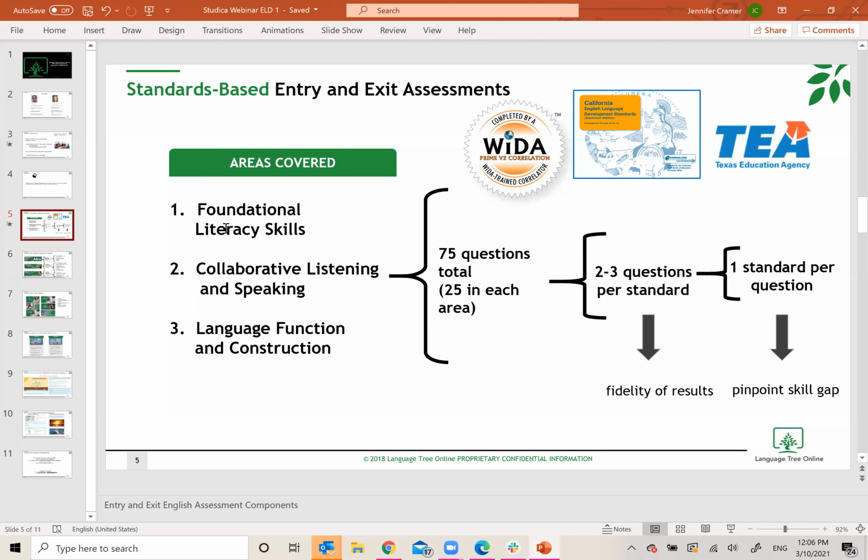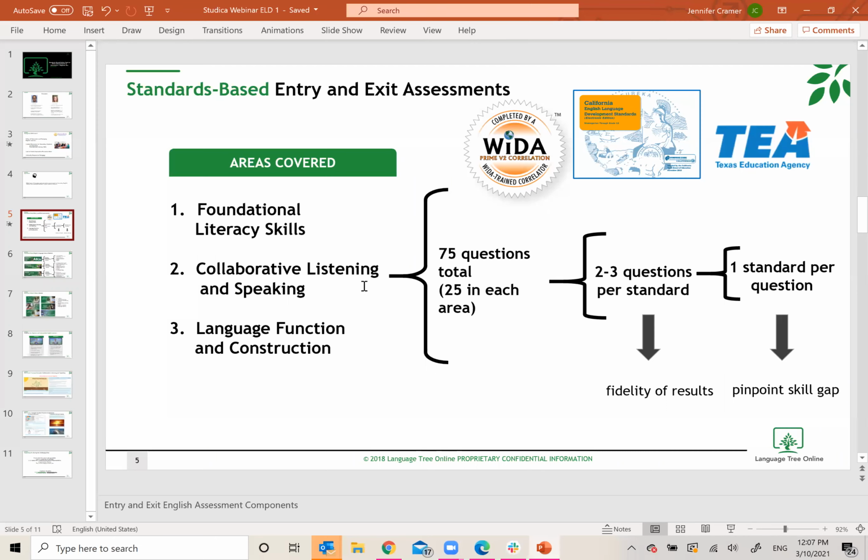So the name kind of says it all, but what we did is we put it into three functional areas, or I like to call them buckets: foundational literacy skills, collaborative listening and speaking, and then language function and construction. So in each one of these bucket areas, what we did is we put 25 questions. The unique part is that we only put one ELD standard per question, but we have more than one question with that standard. The reason that we did that is that it allows educators, after their students go through these three bucket areas, to go in and actually see where they fell out or where those skill gaps reside. Really, it helps to pinpoint their areas of need.